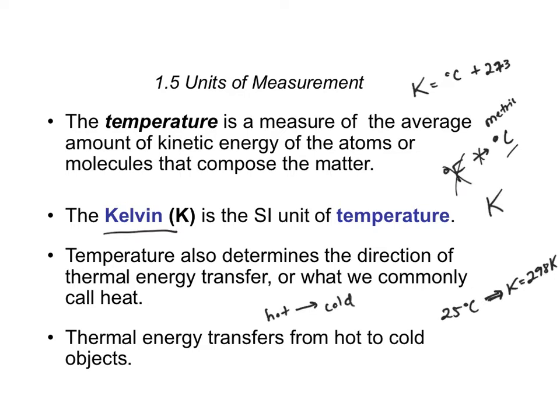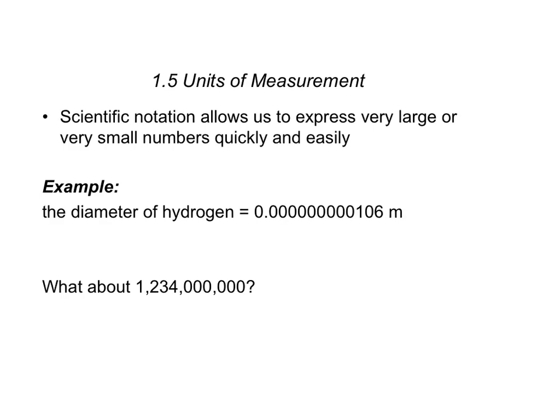So temperature allows us to determine how thermal energy is going to be transferred. If something has a very high temperature, it is going to transfer to things that have low temperatures. Hot always transfers to cold. That was a bad analogy for me to try to do. Okay, so those are the basics of SI.